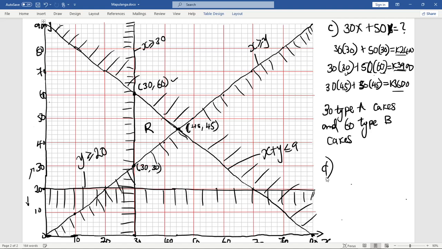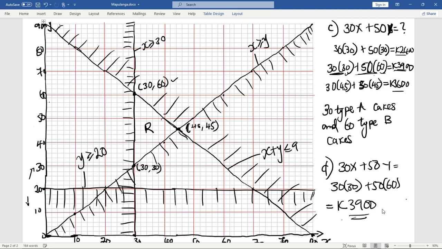Then D, the question reads calculate the maximum profit. So you just go to this part here where we've calculated the one that gives you the maximum figure. So I simply say we have 30x plus 50y. We need to find the maximum profit. So I'm saying 30 of type A, so I have 30 multiplied by 30 plus 50 multiplied by 60. So the maximum profit there is going to be 3,900. Okay, thank you. So that's how we go about that question that we have there. All right.